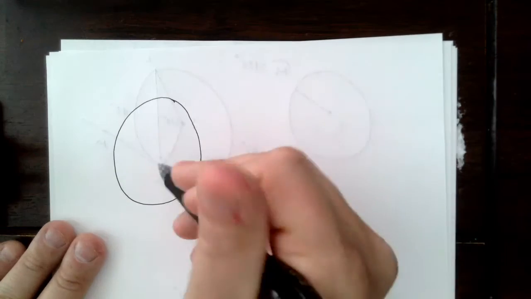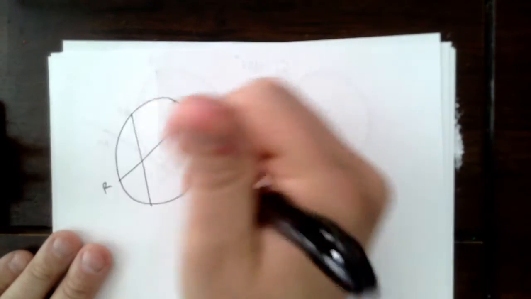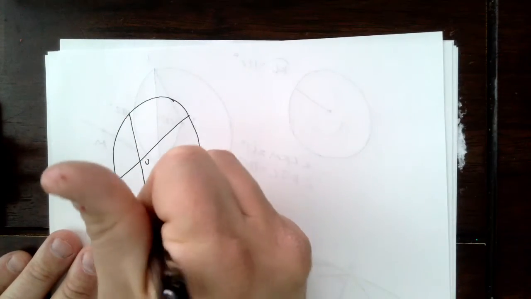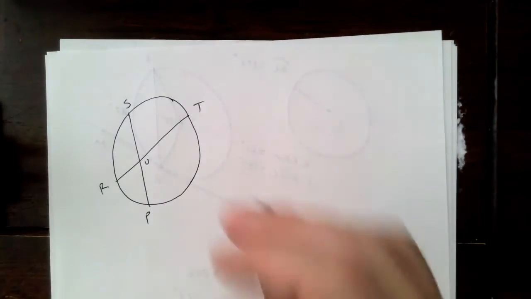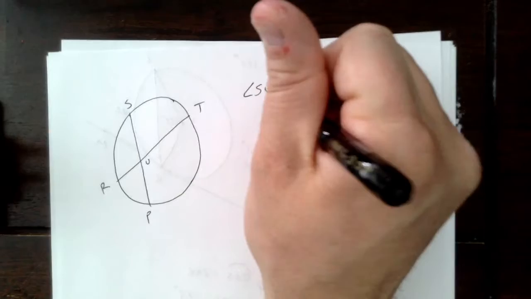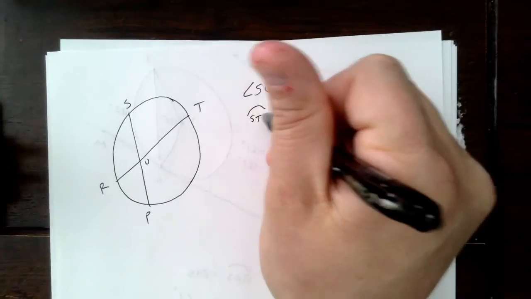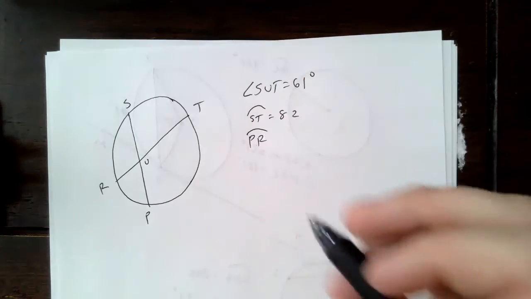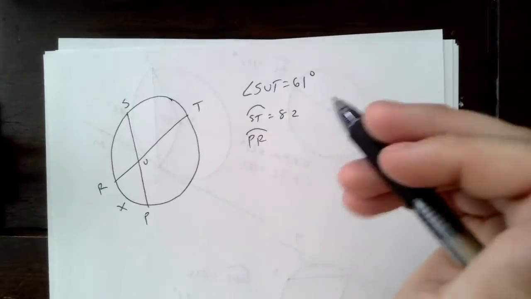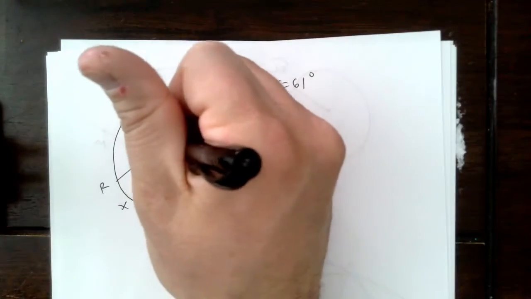Here's our first circle. And remember, I'd be copying these things down inside of my journal if I were you, just because it's beneficial. This is R, U, P, S, and T. The information they give us is angle SUT is 61 degrees and arc ST is 82. It says find arc PR. They tell us arc ST is 82 and SUT is 61.